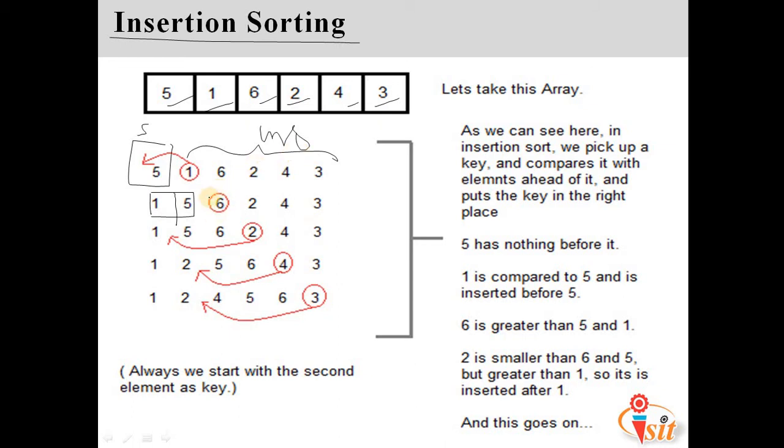Now we need to insert the 6 into the sorted subarray at its proper position, and 6 is greater than 5. So 6 will stay in this particular position. Now 1, 5 and 6 we are calling sorted elements. 2, 4, 3 we are calling unsorted elements.